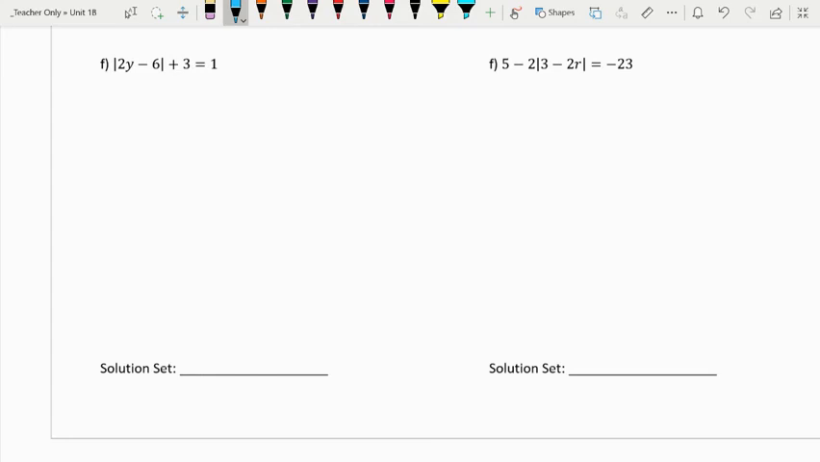On letter F, all we have to do is subtract 3 to get the absolute value by itself. And when we do that, we get an absolute value that equals a negative number. And whenever that happens, our answer is no solution.